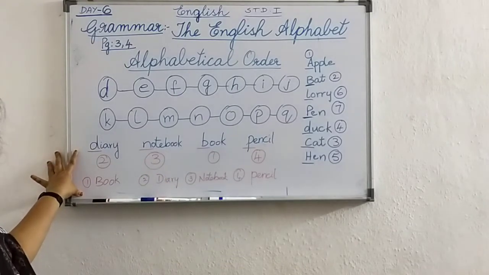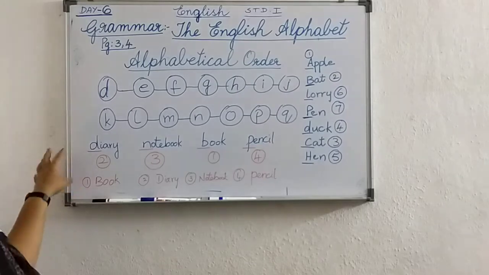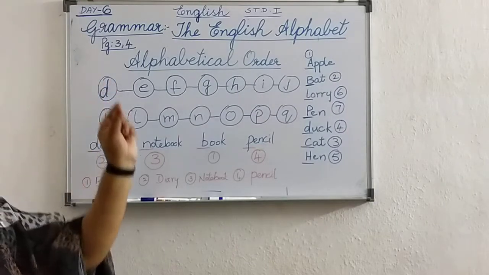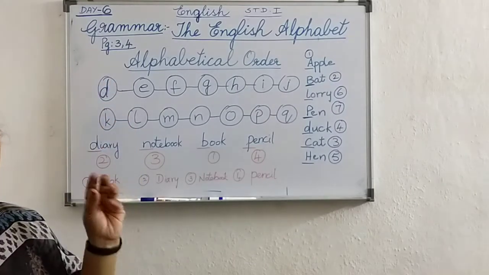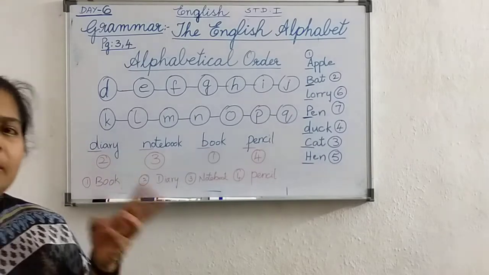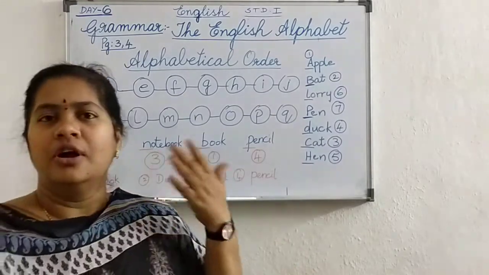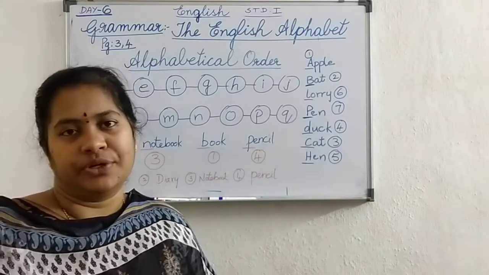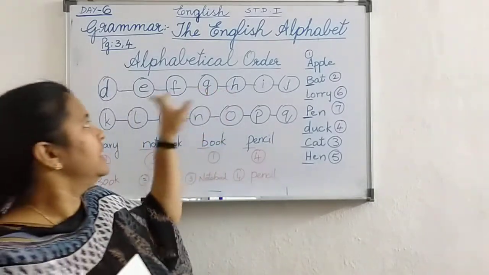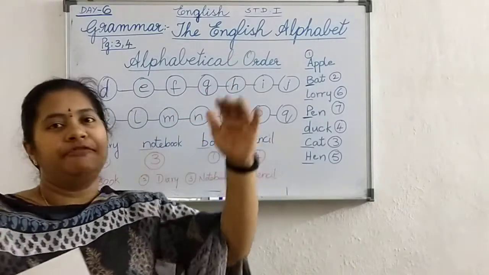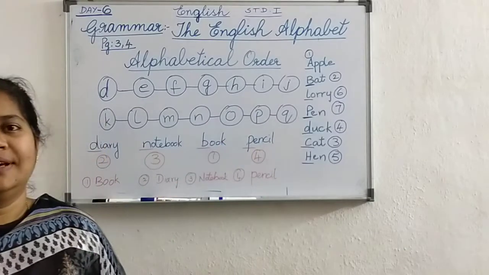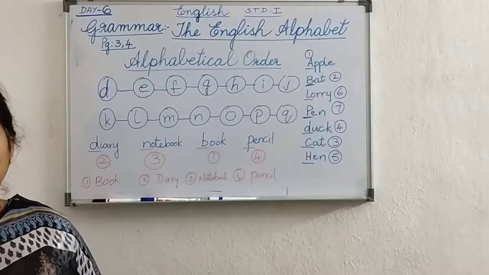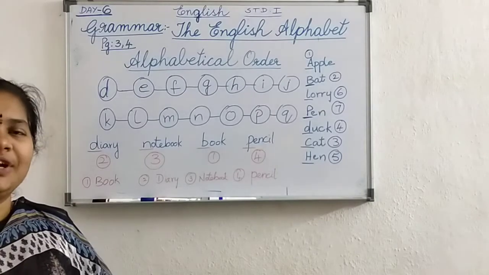Alphabetical order. Now today's homework is you write in alphabetical order some words which you know. 3-letter words or 2-letter words or 4-letter words, whichever. What you know, you write A to Z in the alphabetical order in your notes, rough notes. Okay? Thank you. Have a nice day.